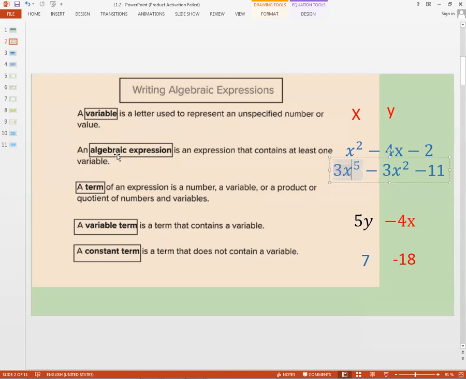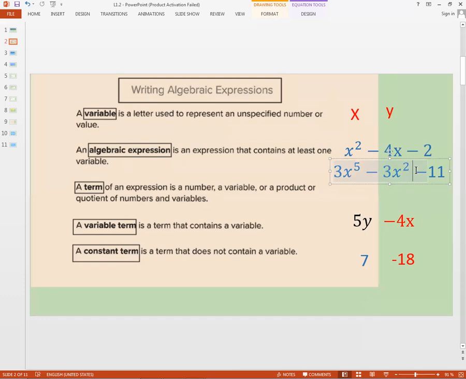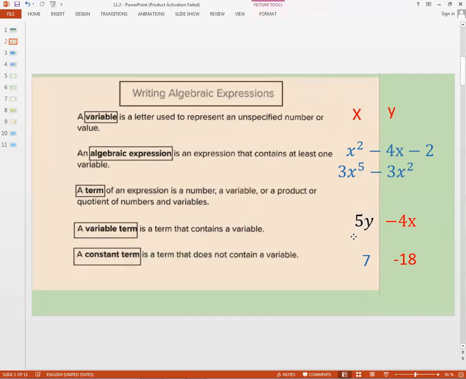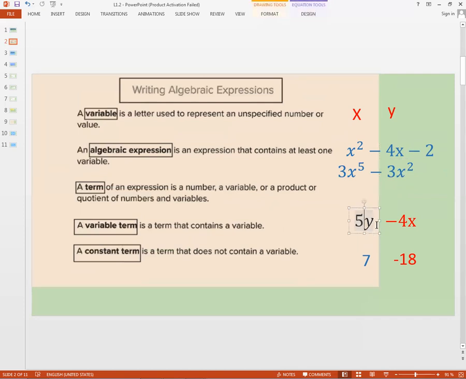Another example for the algebraic expression is this one. We have 3 terms. You can write just 2 terms, no problem. What about the term? 3x power 5 here is a term. 3x squared is a term also. 5y is a term. Minus 4x is a term. Combine them together, you will get an expression.